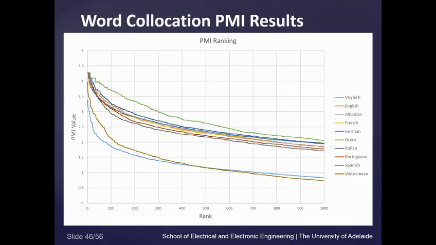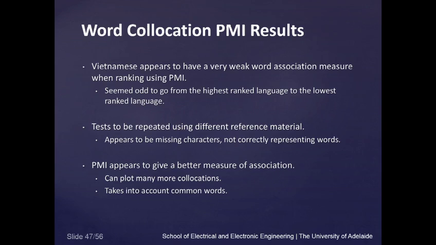Based on these PMI results, we see that there's a much more significant difference between these texts. It's much easier to see that the word association in the Voynich is much lower than the other languages. We also see here that Vietnamese seems to have a very similar PMI ranking to that of the Voynich. This would suggest that Vietnamese also appears to have a very weak word association measure. But this also seemed quite odd, because it went from the highest ranked language to the lowest ranked language based on a simple change of measure.